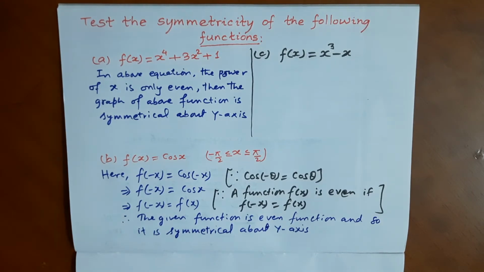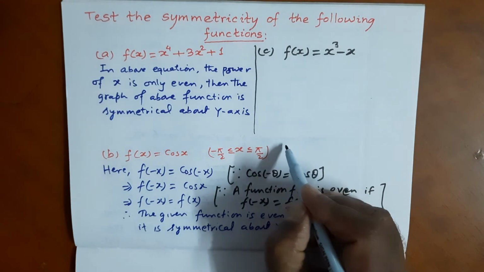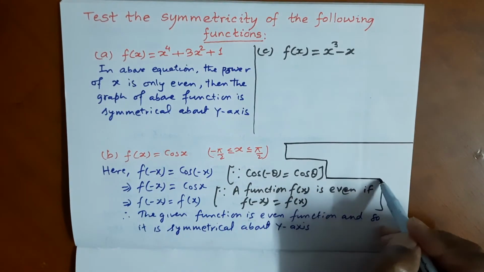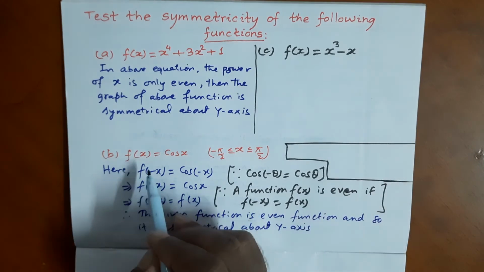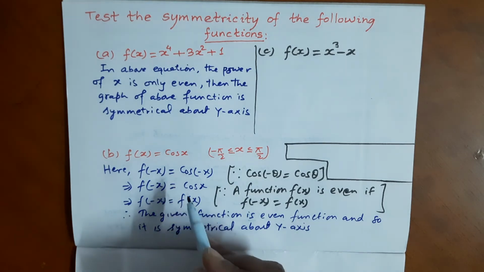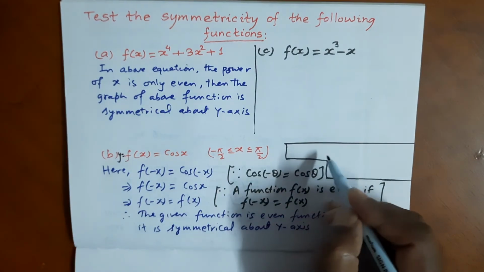There is another way also to check whether the given function is symmetrical about the y-axis or not. If the equation of the curve remains unchanged when x is replaced by minus x, then the given function is symmetrical about the y-axis. So here our curve is y equals f(x) equals cos x.